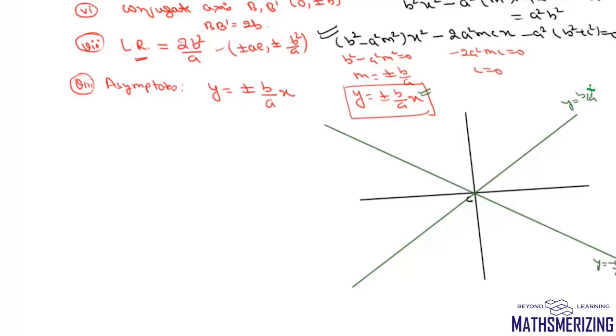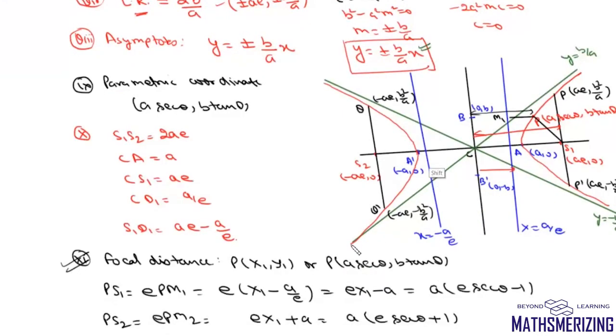Now we'll mark points on the transverse axis and conjugate axis. So say this point is A, which is (a, 0), and suppose this is A dash, which is (minus a, 0). And then we have B and B dash, which are (0, b) and (0, minus b). So now we can draw this hyperbola. Basically, a hyperbola will have two branches. So we'll draw one branch on the left and we'll draw the other branch on the right. So this is how we can draw a hyperbola.